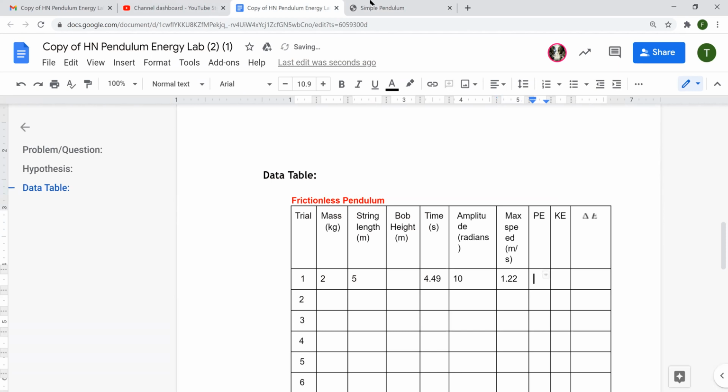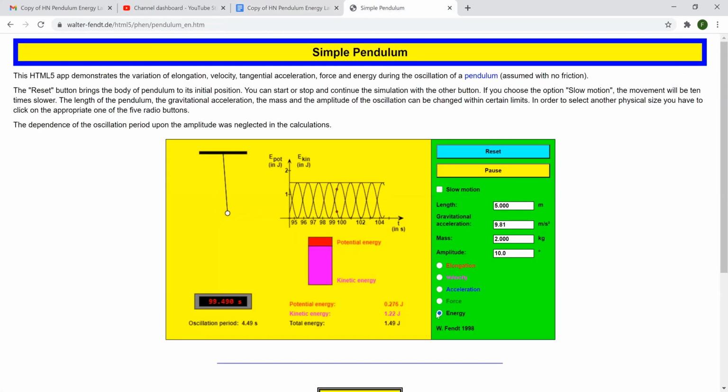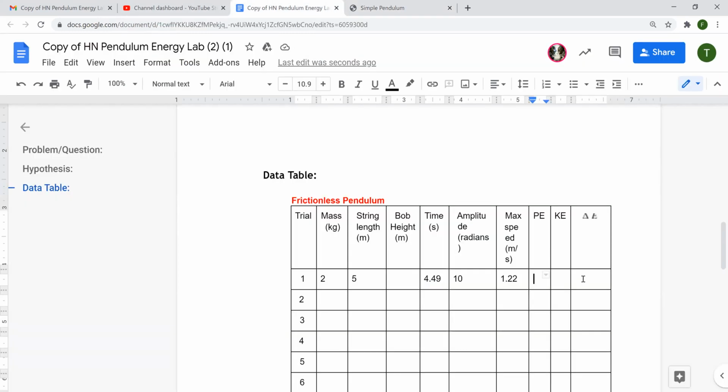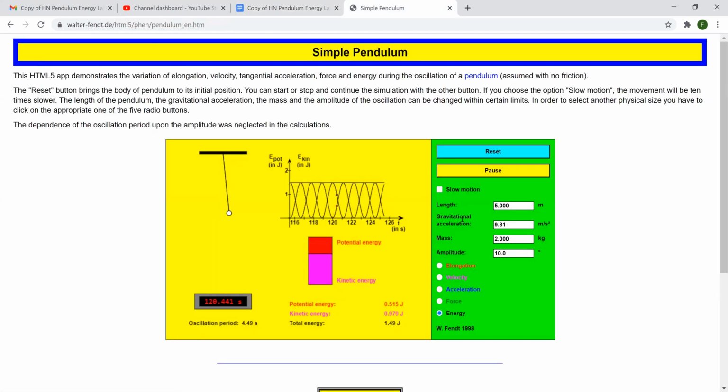And then potential energy, we can switch to the energy diagram here. The total energy is always 1.49. So these two numbers add together to give you that 1.49. So that's, I don't know, is this a delta E? I don't really know. Yeah, that is a delta E. For some reason, it's cut off. Yeah, so if we pause it right there, you could say 0.848, 0.646.